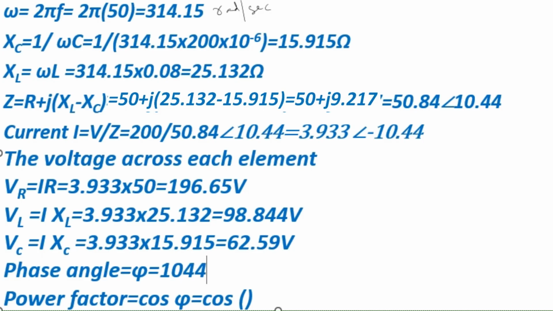The phase angle phi is given by, from the current, we can obtain the value of phase angle phi, which is 10.44, and the power factor is cos 10.44, which is equal to 0.983 lagging. Since the circuit is inductive in nature, since the value of XL is dominating, current lags, power factor is lagging.